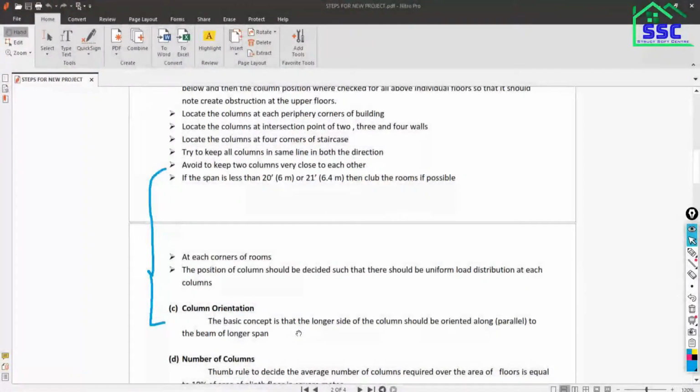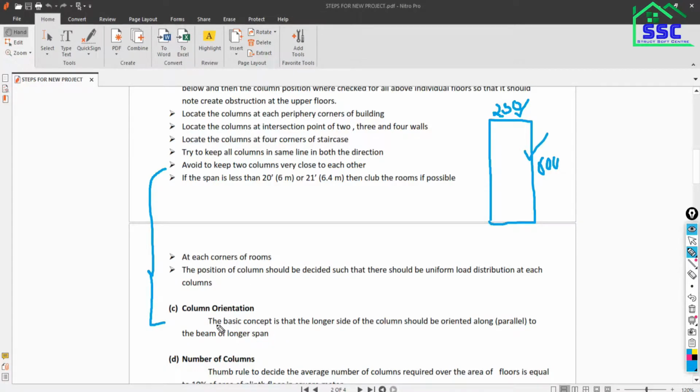The basic concept is that the longer side of the column should be oriented parallel to the beam of longer span. Let me explain it. A column has two sides: the width of the column and the depth of the column. Say it is 230 by 600, so this is the width and this is the depth.